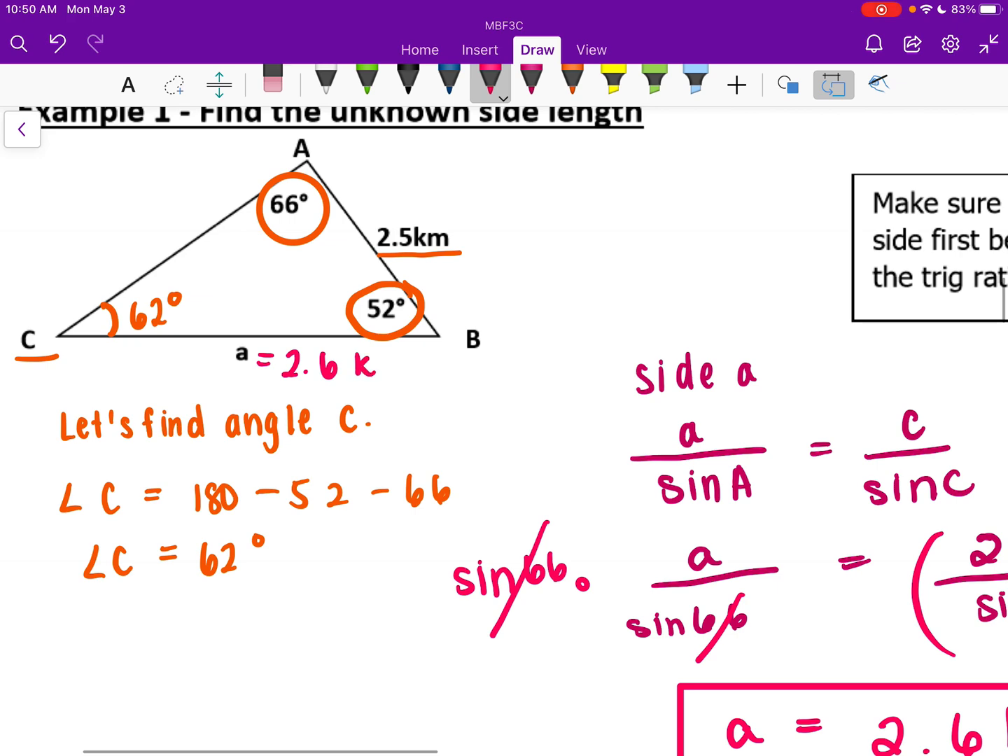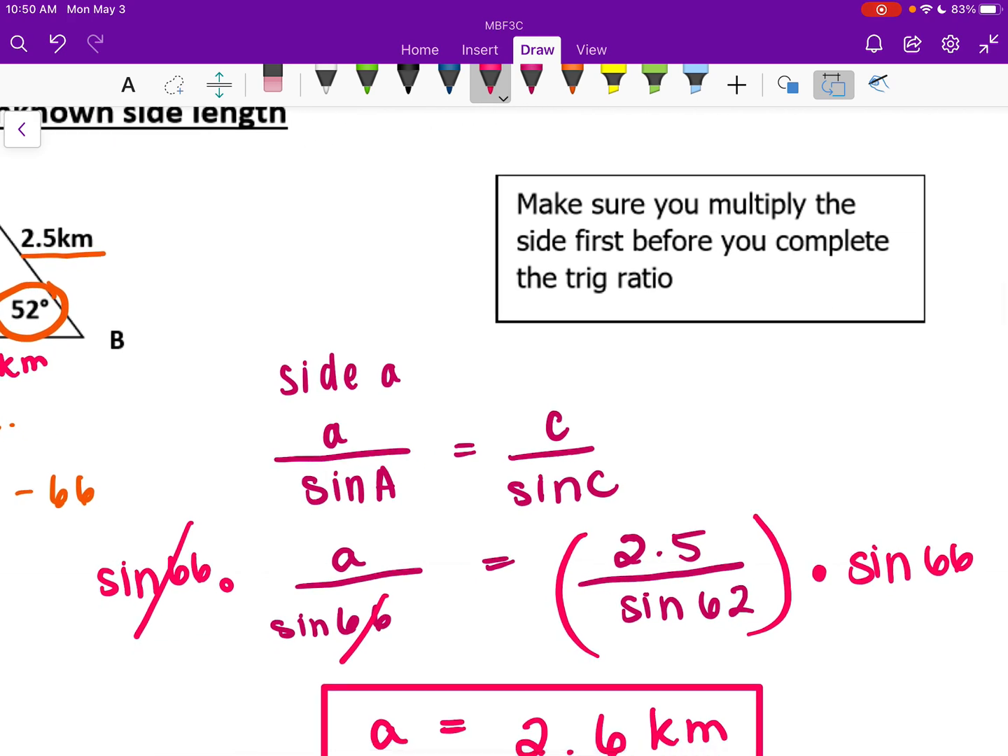It didn't ask me to find side B, but if I was going to find side B, I would just have to do it the same way. I would do 2.5 divided by sine 62 is equal to B over sine B, and then I would use sine 52 as my sine B. And just make sure you divide the side first before you complete the trig ratio. So you just make sure that you do the 2.5 divided by sine 62 and then multiply it by sine 66. Okay?